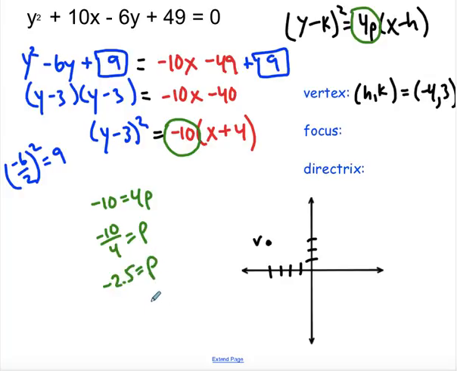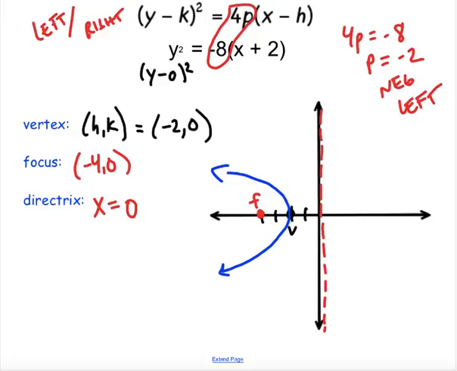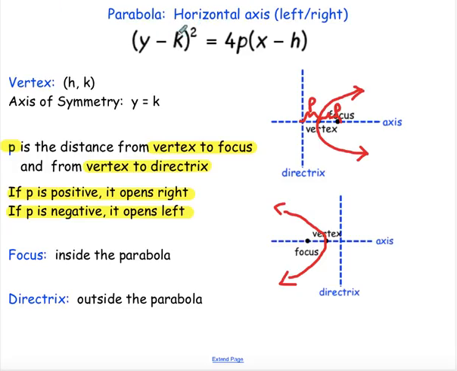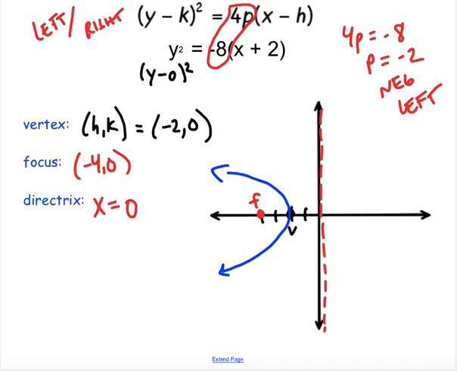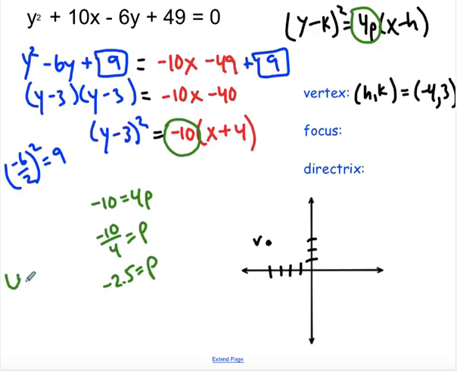Okay, now we've got to figure out which way this thing is opening. So the y's are being squared. When the y's are being squared, that means it's left or right. And because the p is negative, it's going to be opening left. So take your parabola, make it opening left through that vertex.